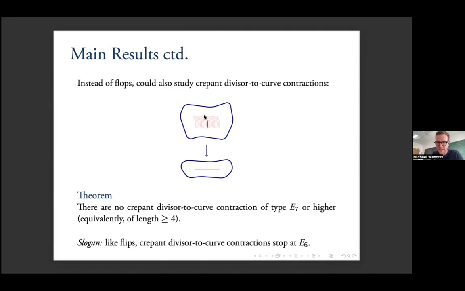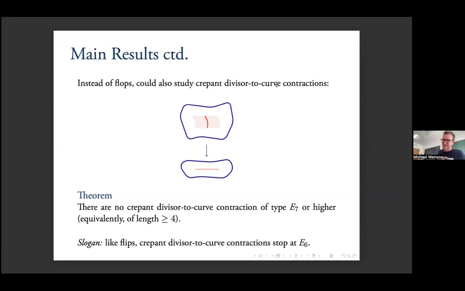So this curve gets contracted to a point, that curve gets contracted to a point, etc. It's a cartoon picture. But because it's a sheet of paper, which is 2-dimensional inside something which is 3-dimensional, it's a divisor. This is where the divisor word comes from. And because you're squishing it down to a curve, the fibers are all 1-dimensional. This is why it's a divisor to curve contraction. And of course, we could try to classify or understand those as well.